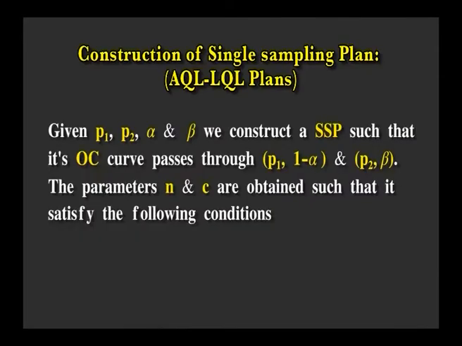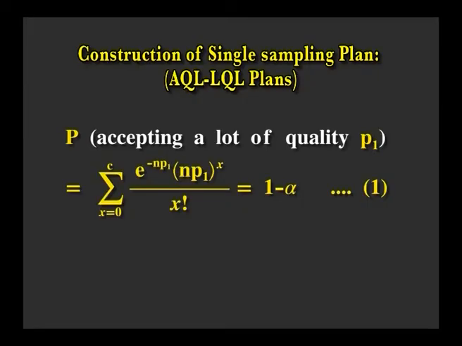Here, given p1 and p2, alpha and beta, we construct a single sampling plan such that its OC curve passes through the 2 points (p1, 1 minus alpha) and (p2, beta). The parameters n and c are obtained such that they satisfy the following conditions. The conditions for the producer's and consumer's risks are attained. That is, the probability of accepting a lot of quality p1 is equal to the summation x equal to 0 to c of e power minus n p1 into n p1 to the power x divided by x factorial, that is equal to 1 minus alpha.